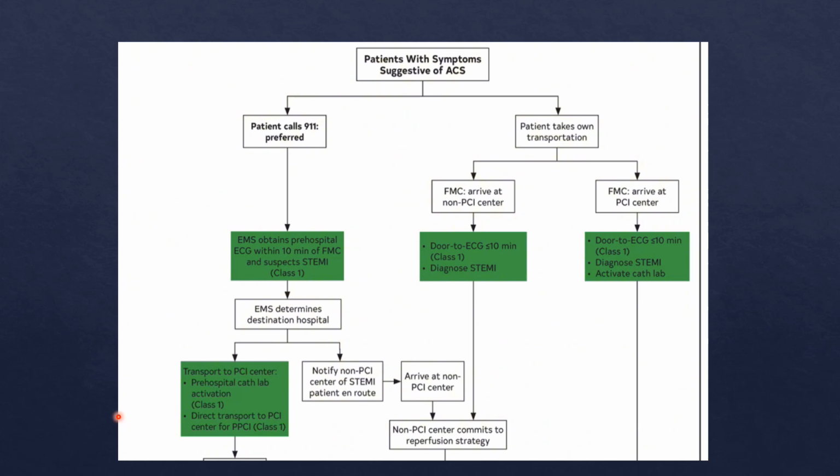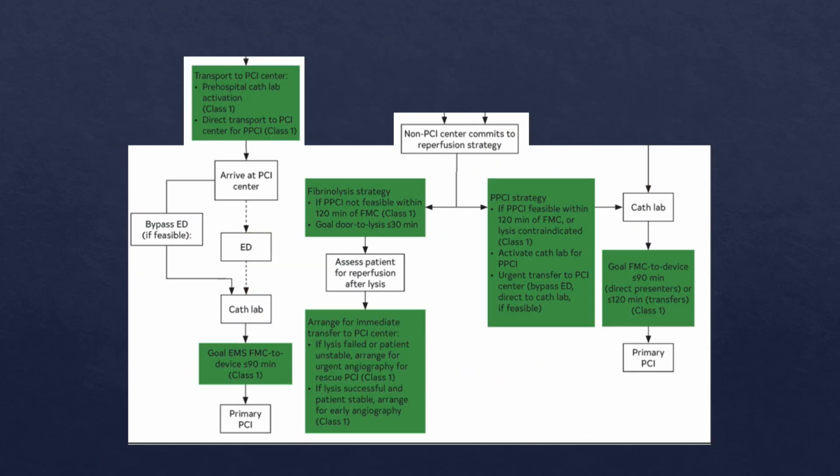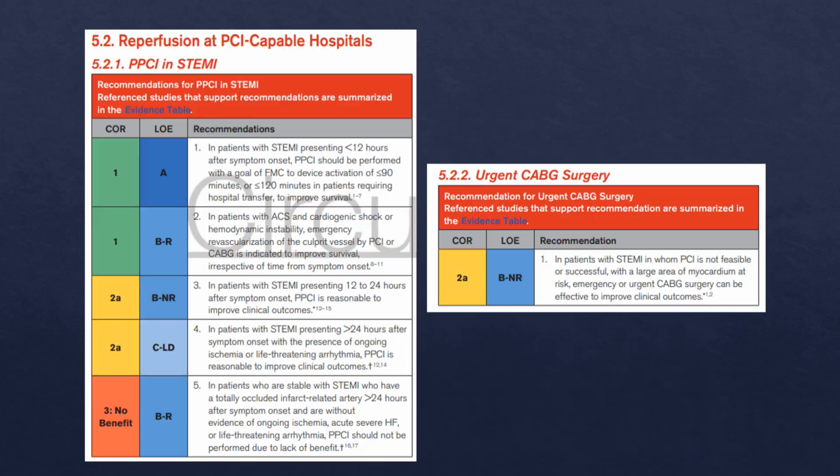These guidelines again state that patients presenting with STEMI of less than 12 hours must get a primary PCI done within 90 minutes if presenting to a primary PCI center, and within 120 minutes for patients who require hospital transfer, to improve survival. And in patients who are in cardiogenic shock or hemodynamic instability, emergency revascularization of the culprit artery by PCI or CABG is indicated to improve survival irrespective of the time from symptom onset.